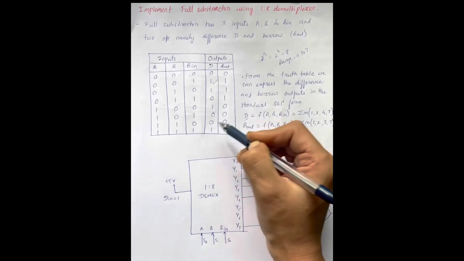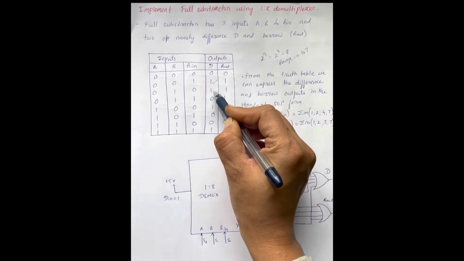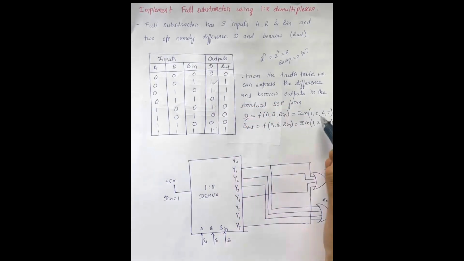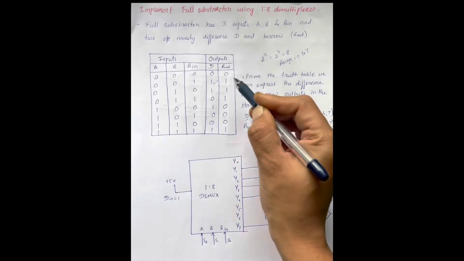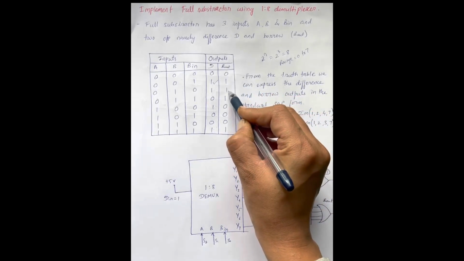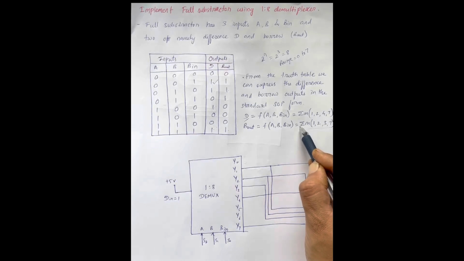So the product terms which I am getting are for 1, 2, 4 and 7. That is why I have written here 1, 2, 4, 7. And for borrow I am getting output 1 for number 1, number 2, number 3 and number 7. So I have written the product terms here, right? And this is the symbol for summation. So this is the equation in sum of products form, right?